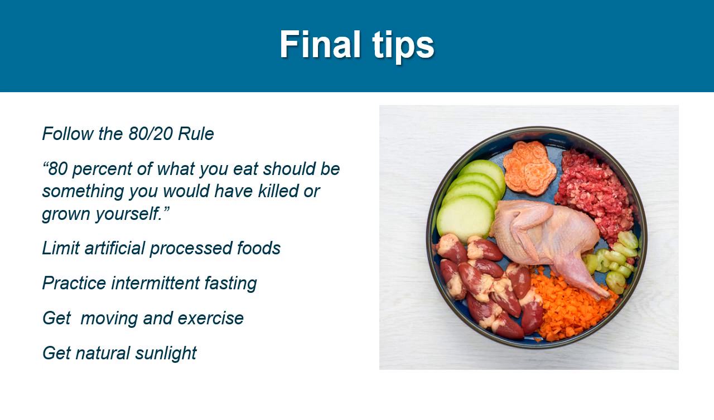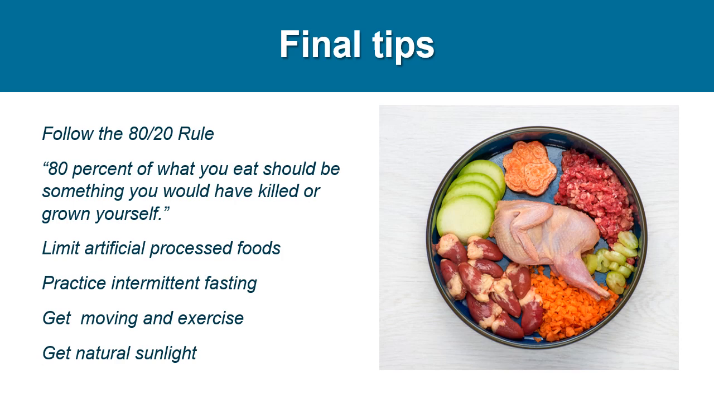You want to limit artificial processed foods, practice intermittent fasting. This is so important. We are equipped to be eating and then not eating. And this is really important when you see issues such as blood sugar dysregulation and problems with blood sugar chemistry. Oftentimes this is due to the fact that we haven't been doing the right things, and one of them includes intermittent fasting.